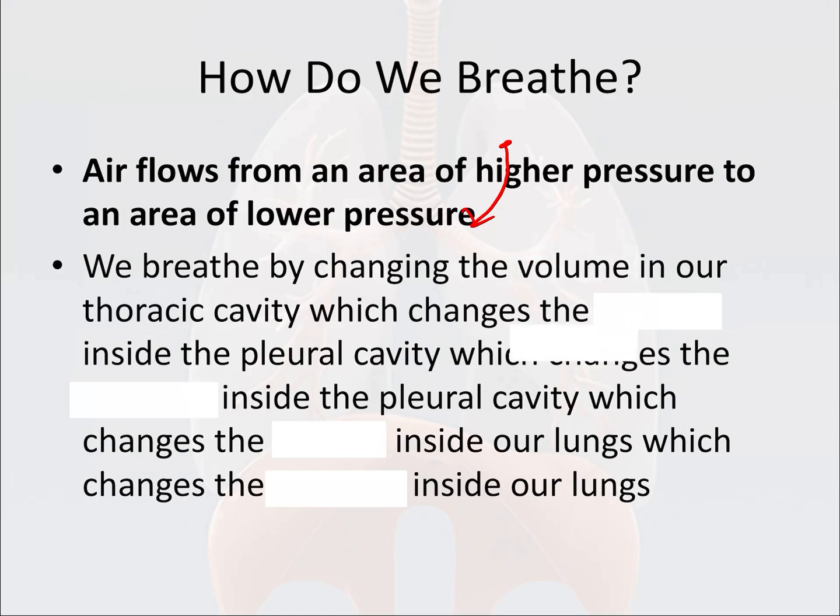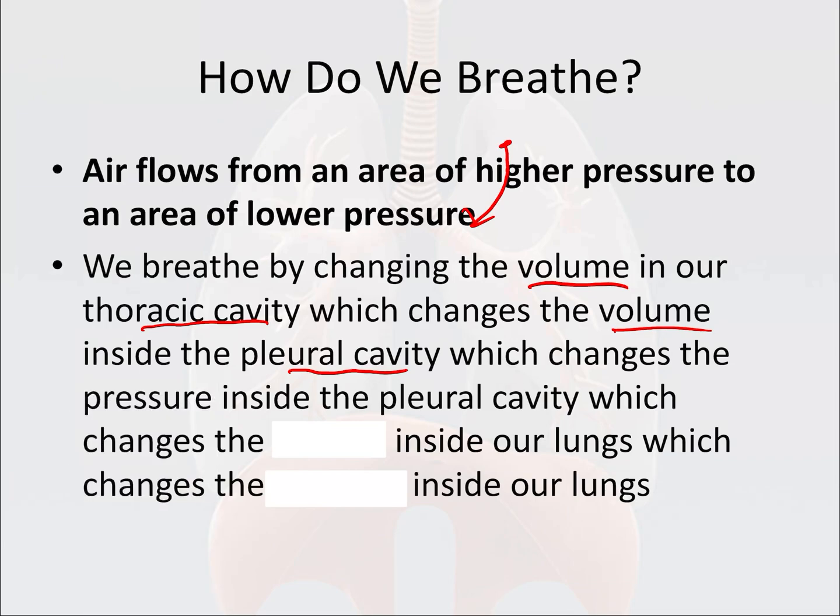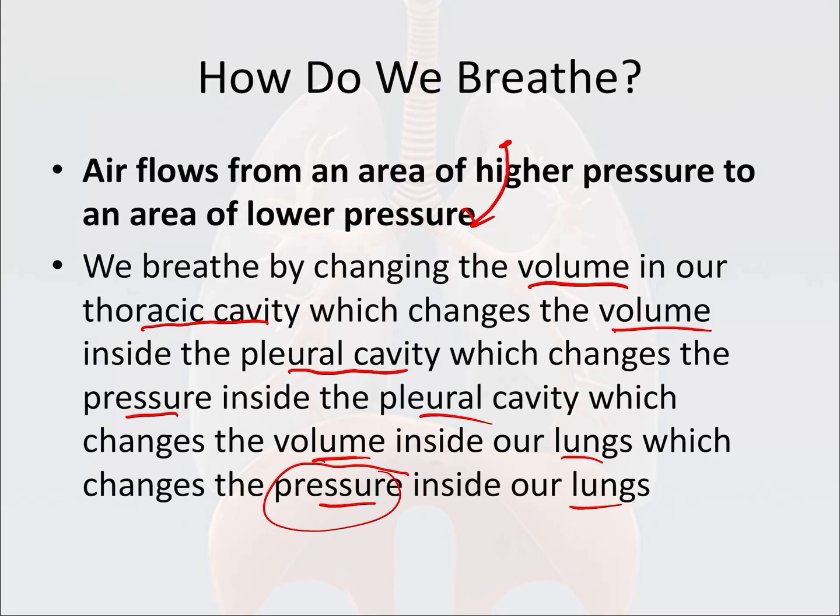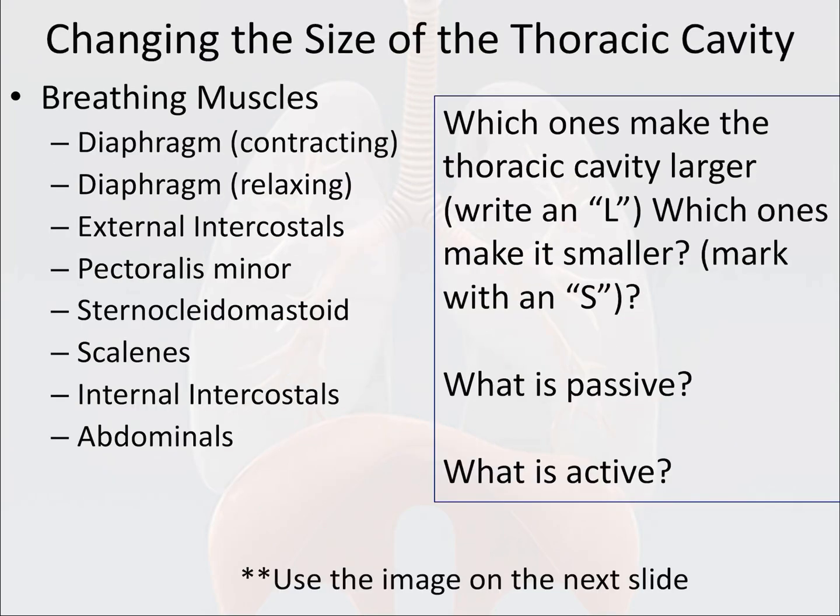We breathe by changing the volume in our thoracic cavity, which changes the volume inside of our pleural cavity, which changes the pressure inside the pleural cavity, which changes the volume inside of our lungs, which changes the pressure inside of our lungs. Eventually, we get the pressure inside of our lungs to be lower than the pressure outside, and air is going to move from high pressure to low pressure.